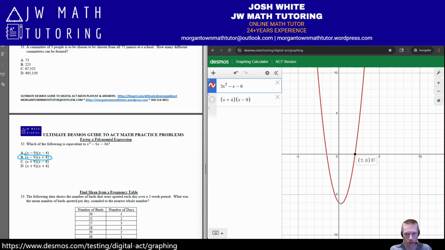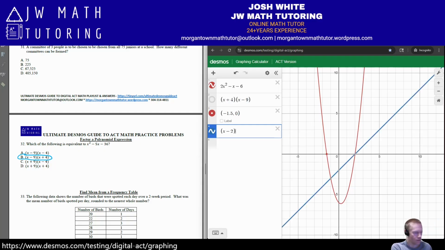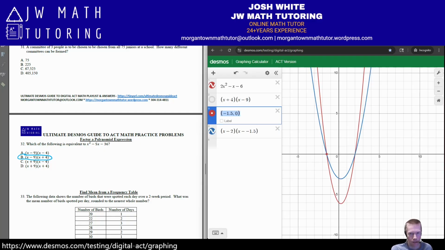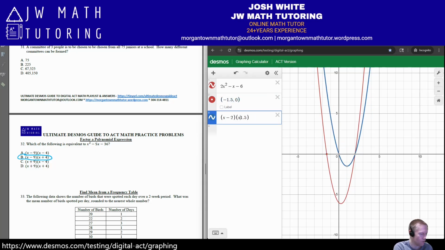Okay, so we have two intercepts here. We've got positive 2. That means we have a factor of x minus 2. Now the other one is x minus negative 1.5. However, two things. First, I'll just make this into a plus. Second, notice it's not overlapping completely.